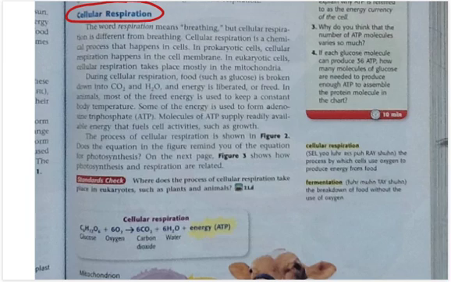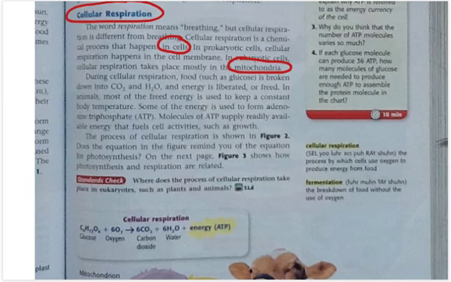Okay? The word respiration means breathing, but cellular respiration is different from breathing. Cellular respiration is the chemical process that happens in the individual cells, in the little itty-bitty cells. In prokaryotic cells, like bacteria, cellular respiration happens in the cell membrane. In eukaryotic cells, like our cells, cellular respiration takes place mostly in the mitochondria. So when you learned about the mitochondria, you learned about it as being the power source of the cell. This is what we're talking about.